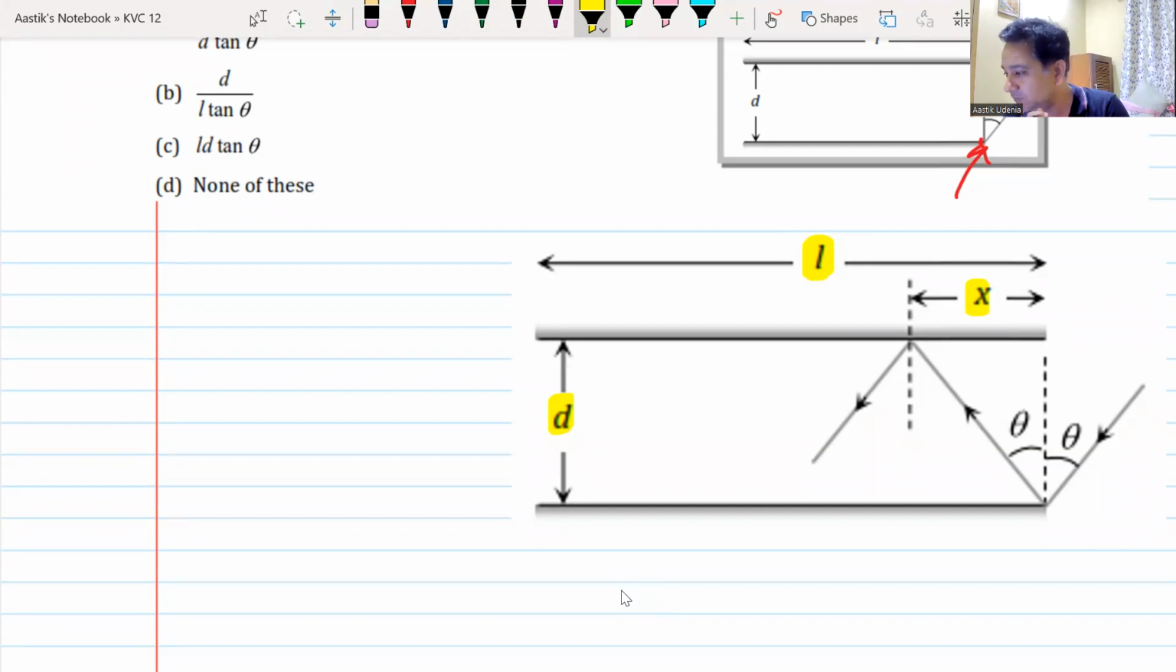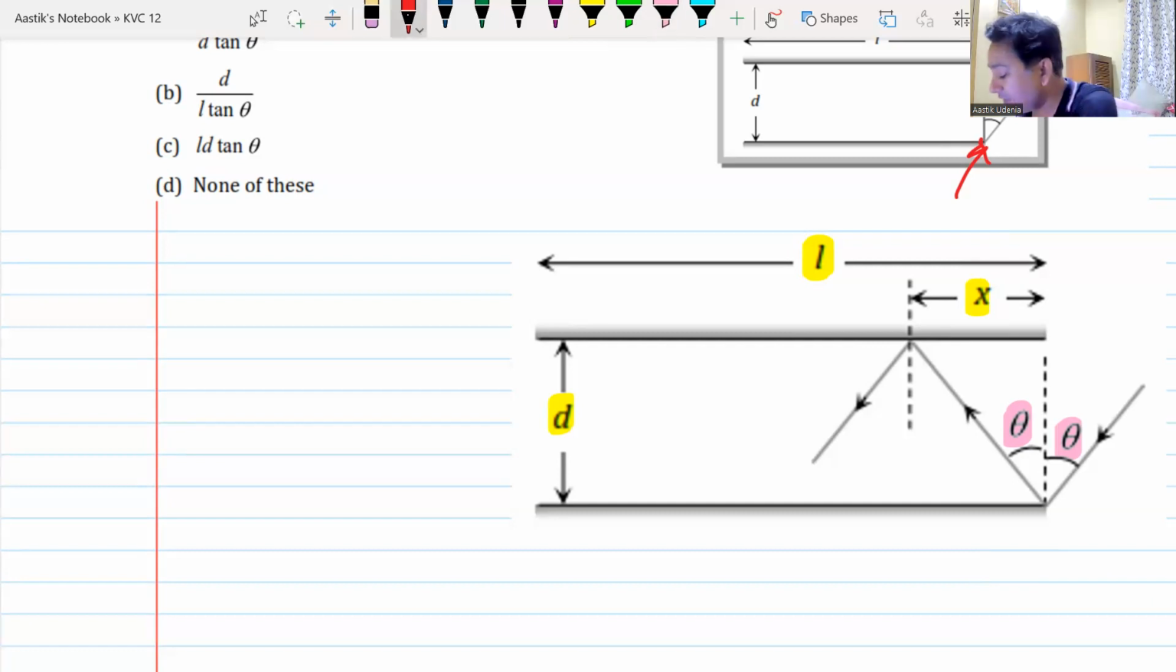Tan theta equals x by d. First of all, you have to understand that this theta is the angle of incidence, and this theta is the angle of reflection. Both theta are the same because the angle of incidence and angle of reflection are same. Then you can simply write what is the value of this tan theta.